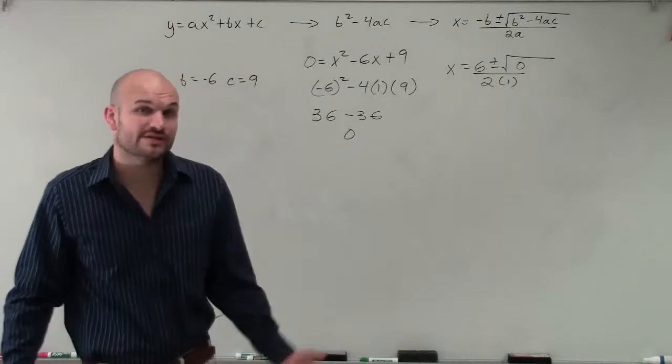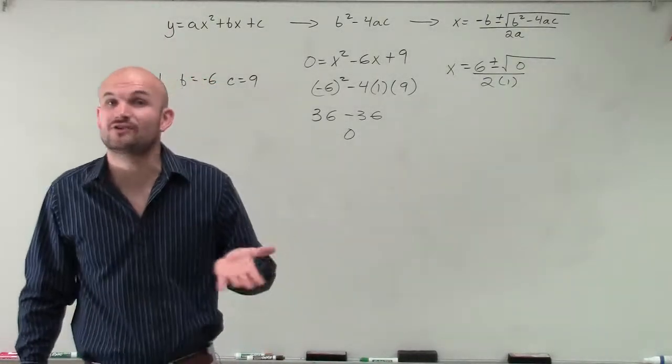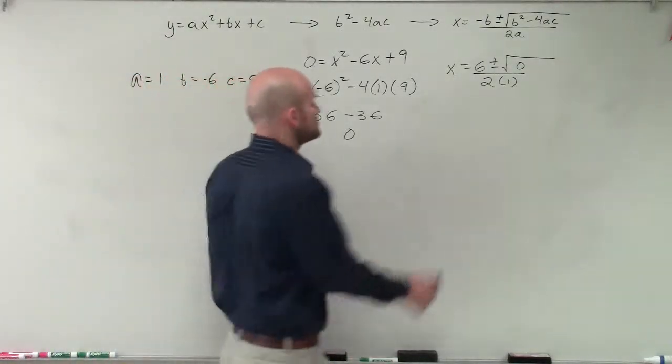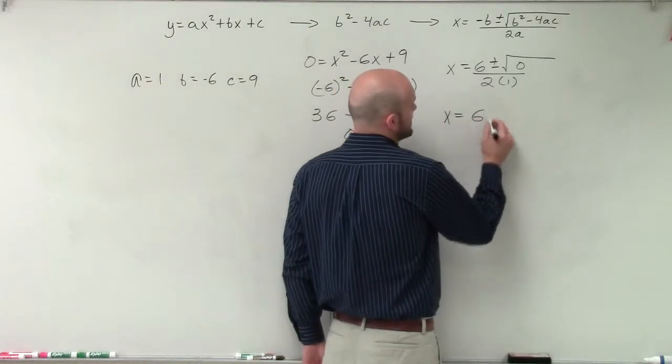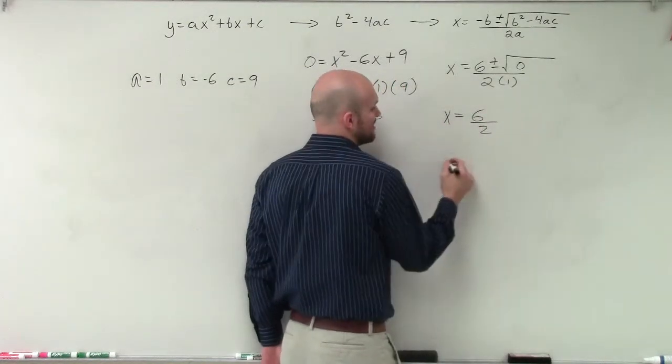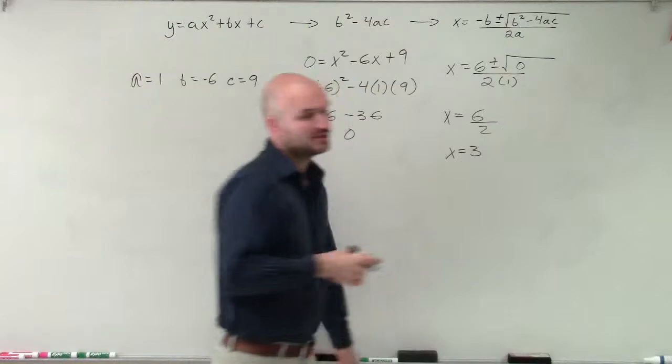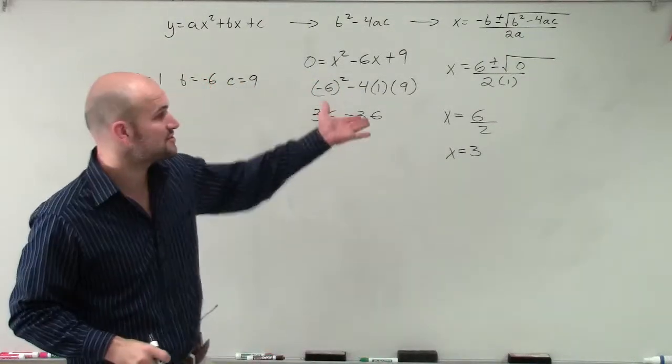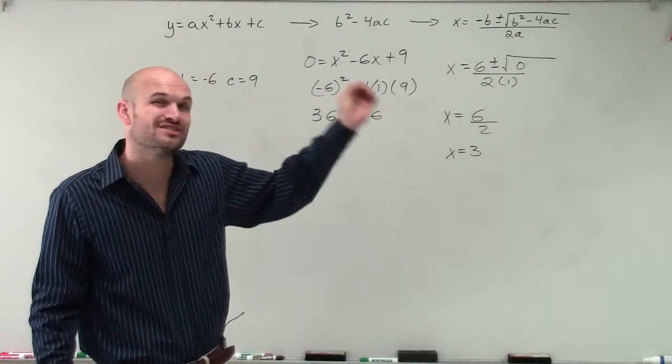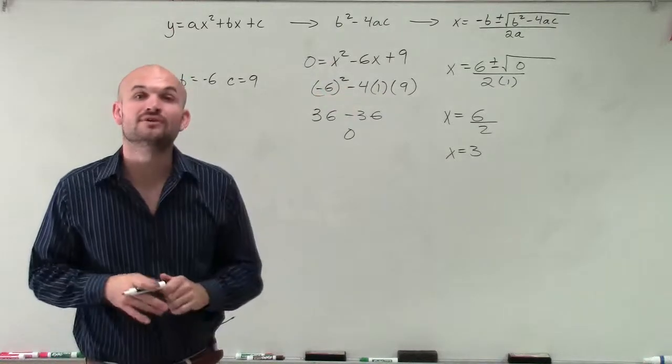Okay, well, the square root of 0 is just going to be 0. And there is no positive or negative 0. It's just 0. So therefore, we have x equals 6 over 2. And 6 divided by 2 equals 3. So therefore, you can see we only have one solution because we can't take plus or minus the square root of 0. It's just 0. Therefore, we have one real solution.